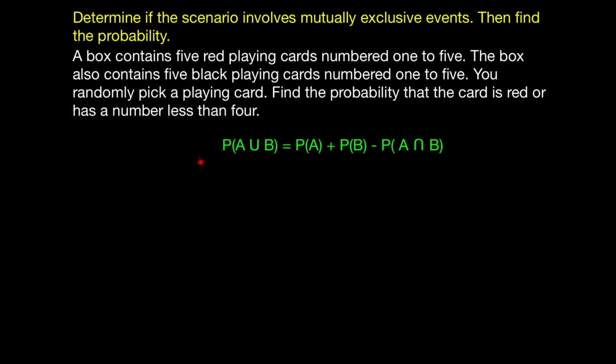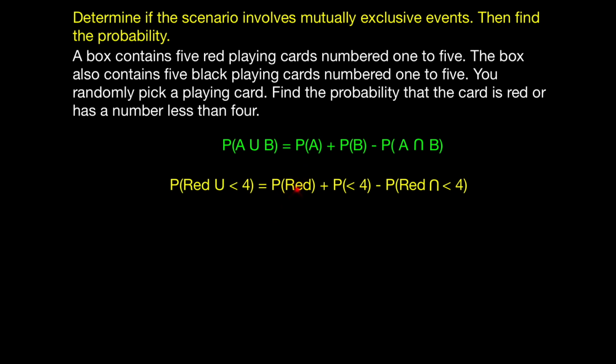So I'm going to begin by grabbing the addition rule, and then I'm going to use this as an outline to address this specific problem. The probability of red or getting a card that's less than 4. That's going to equal the probability of red plus the probability of something less than 4 minus the probability of both grabbing a red card that's less than 4.